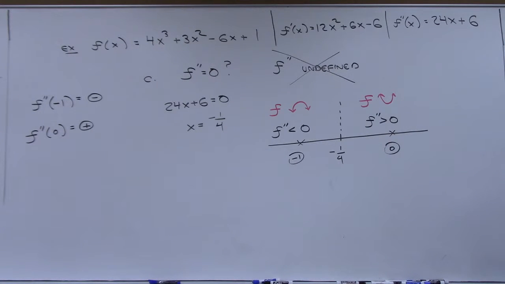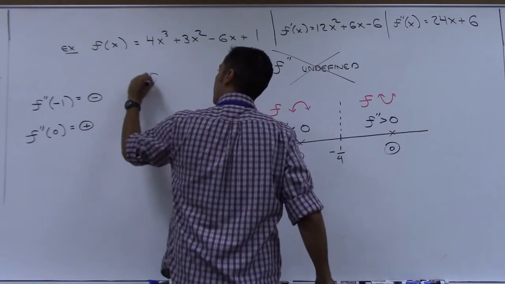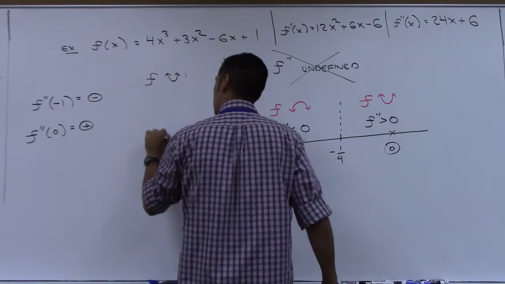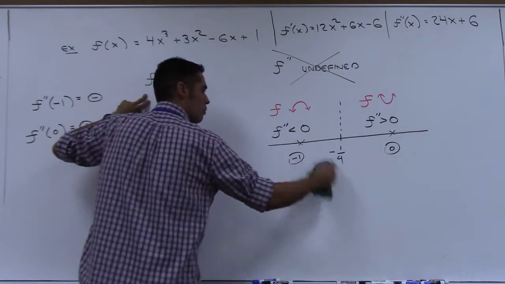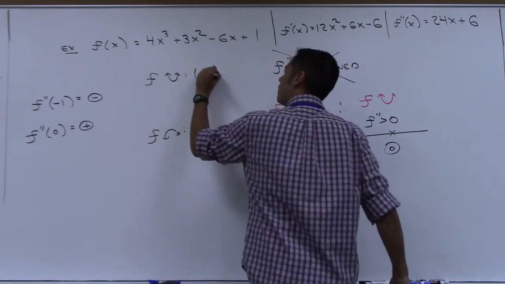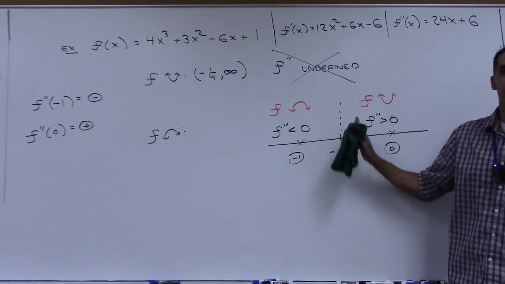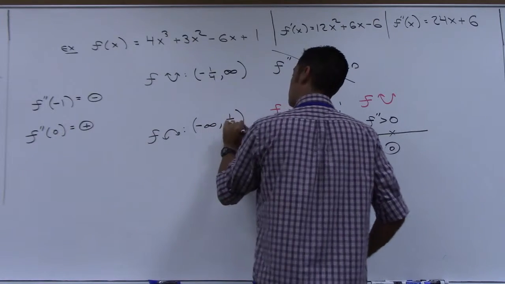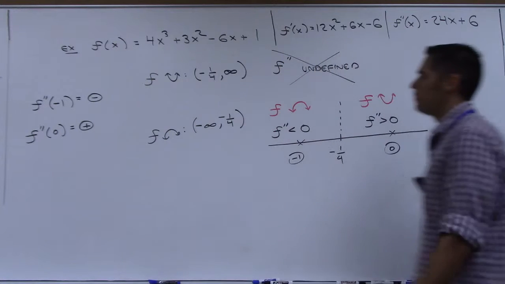All right? So can you tell me where I'm concave down? Well, let's do it in the order I asked. Concave up and then concave down. Where is it concave up? Negative 1/4 and on. Where is it concave down? Negative infinity to negative 1/4. Yes, negative 1/4. Thank you.